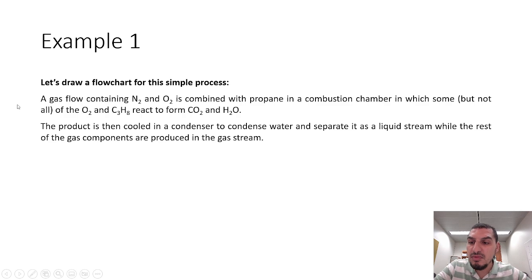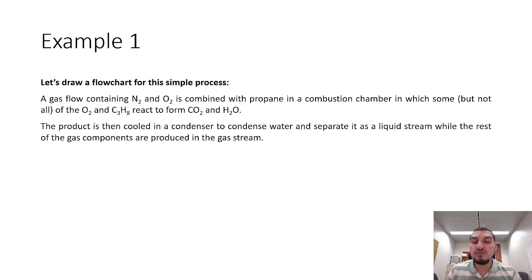So the process starts with a gas flow that contains nitrogen and oxygen. So it's a stream that contains oxygen and nitrogen, and we combine it with propane in a combustion chamber. So there is a combustion chamber. We don't know how it looks or how it is designed, but we know that there is a combustion chamber, and some of the oxygen and propane react. So not all the propane and oxygen react to form carbon dioxide and water vapor. And then the product is cooled in a condenser to condense water and separate it as a liquid stream, while the rest of the gas components are produced in the gas stream.